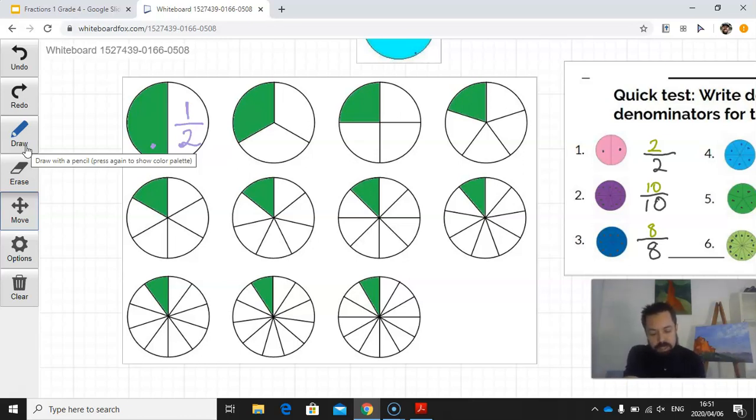Let's jump across to the next one over. We count that we have 1, 2, 3 pieces, so our denominator would be 3. One of them is colored in, and so we have 1 up top. Going to the next one, we have 1, 2, 3, 4 pieces. So I'm going to put a 4 at the bottom. One of them is colored in, so we put a 1 on top.